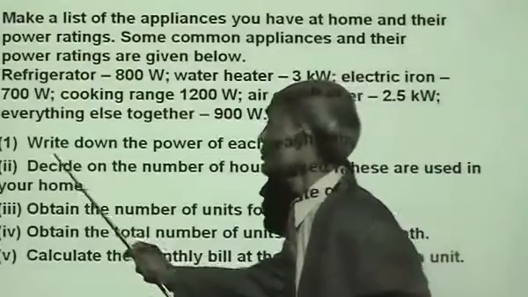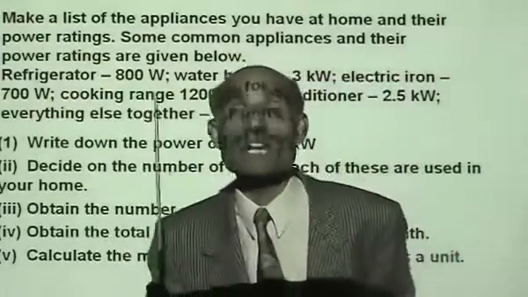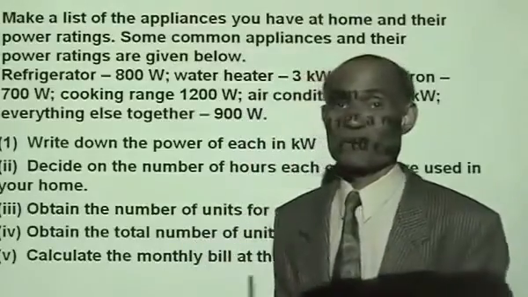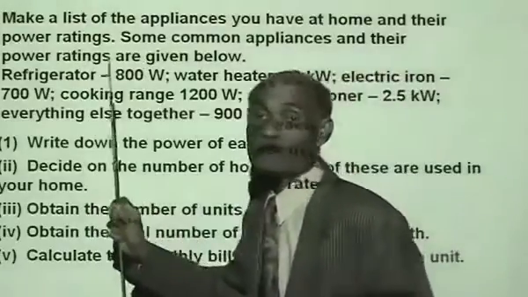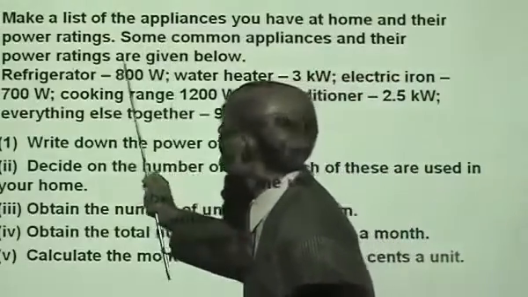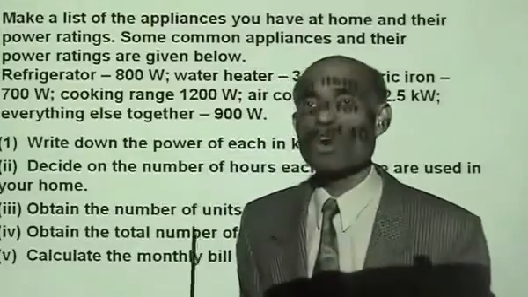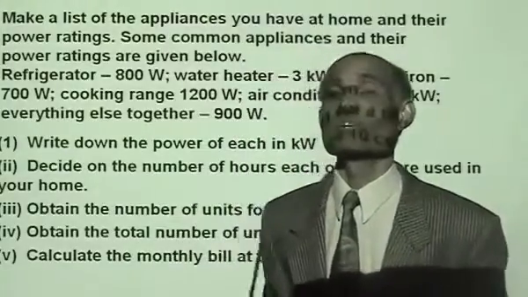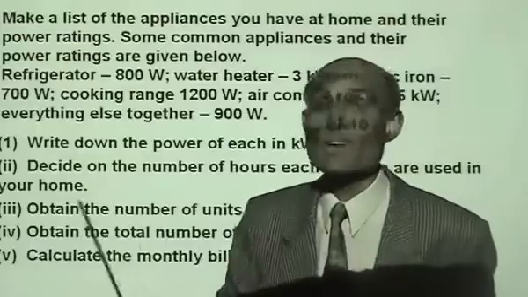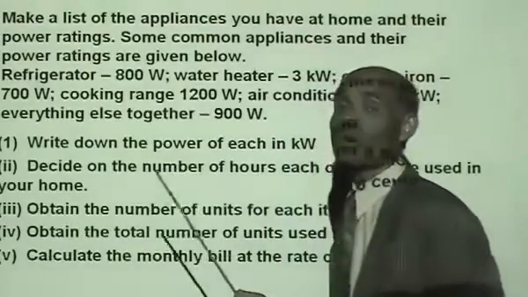Step 1, write down the power of each appliance in kilowatt. I'll show you one. I have already shown you one. The power of the refrigerator is 800 watt. What is 800 watt in kilowatt? It is 0.8 kilowatt. So write down the power of each in kilowatt.